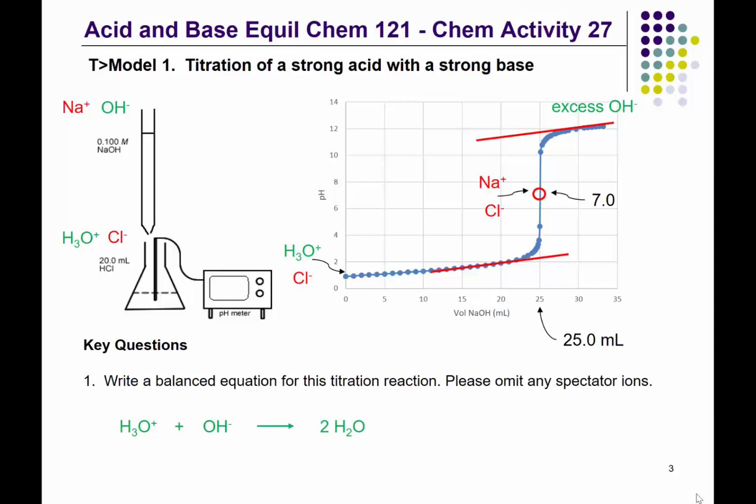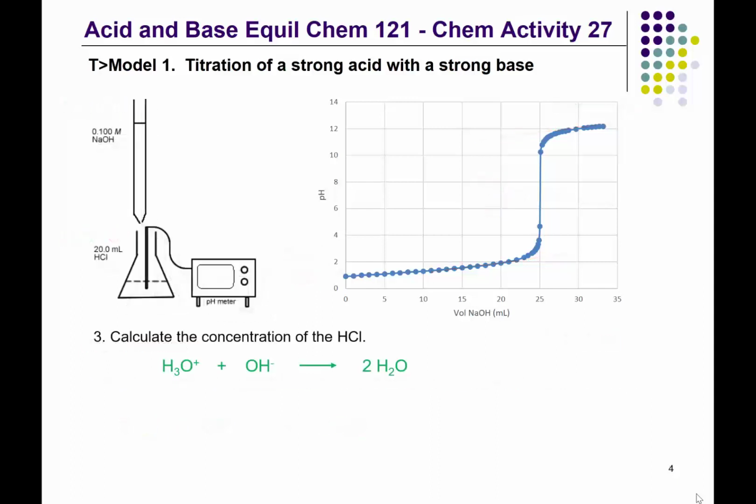Let us review some stoichiometry in the context of this kind of titration. This corresponds to the key question number 3. I start with our balanced equation. Consider what we know about the hydroxide ion solution. We know its concentration to be equal to 0.100 molar. And from the titration graph, we have estimated the volume of the titrant at the equivalence point to be 25.0 mL, or 0.0250 liters.